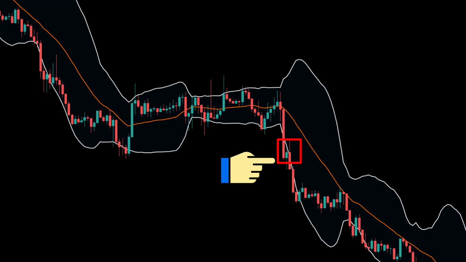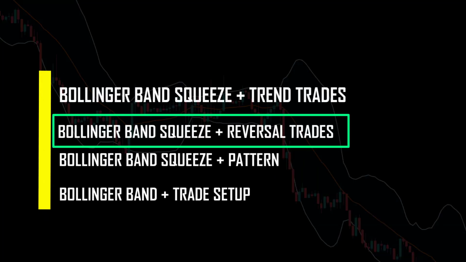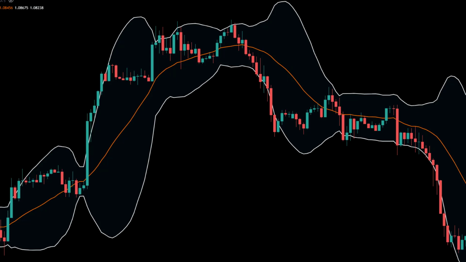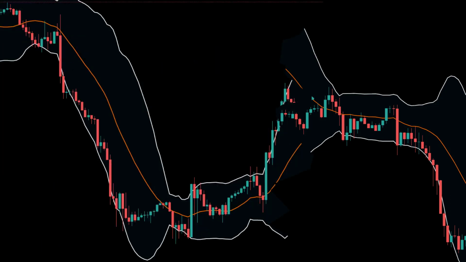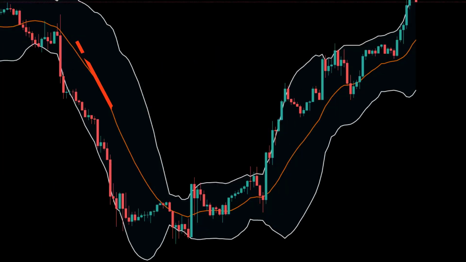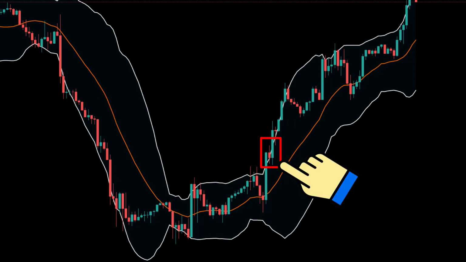The second way to use the Bollinger Band squeeze strategy is in reversal trades. For example, here, you have your moving up trend. The bands squeeze together, then once price breaks the band below, this signals a reversal of the trend and you would look for short trade entries. Going in the opposite direction, you have your moving down trend. Bands squeeze together, then once price breaks the band above, it signals a reversal of the trend and you would look for long trade entries.